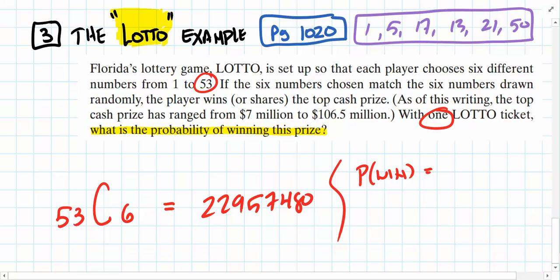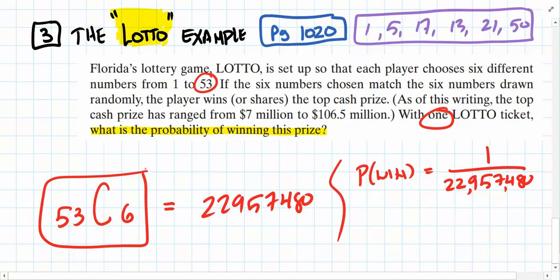So the probability that we're going to win with exactly 1 lotto ticket is just going to be 1 out of 22,957,480, with a comma there and a comma there. So basically 1 in 23 million that you're going to win the lottery here. The big idea is understanding that you have to figure out how many ways we can combine 6 numbers from the 53, and that number is your denominator.